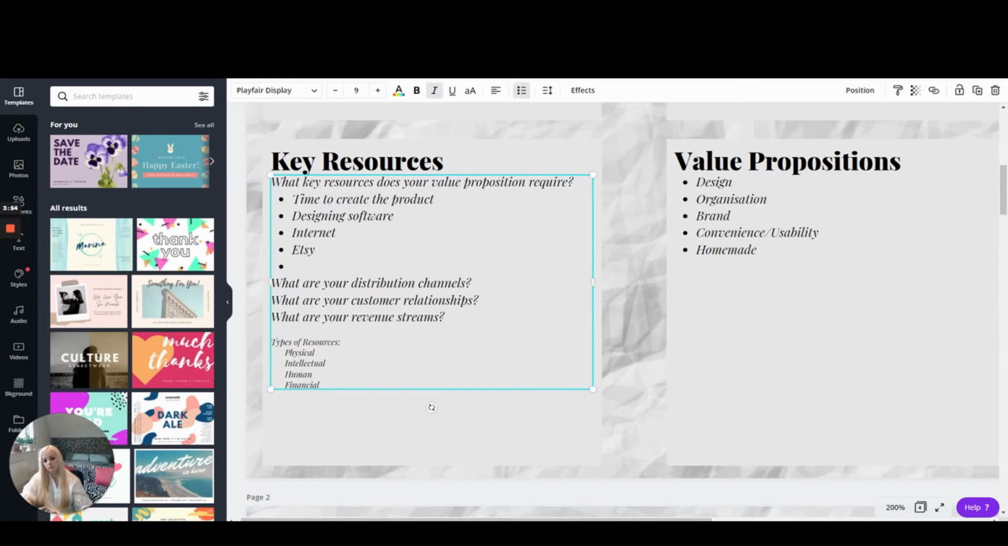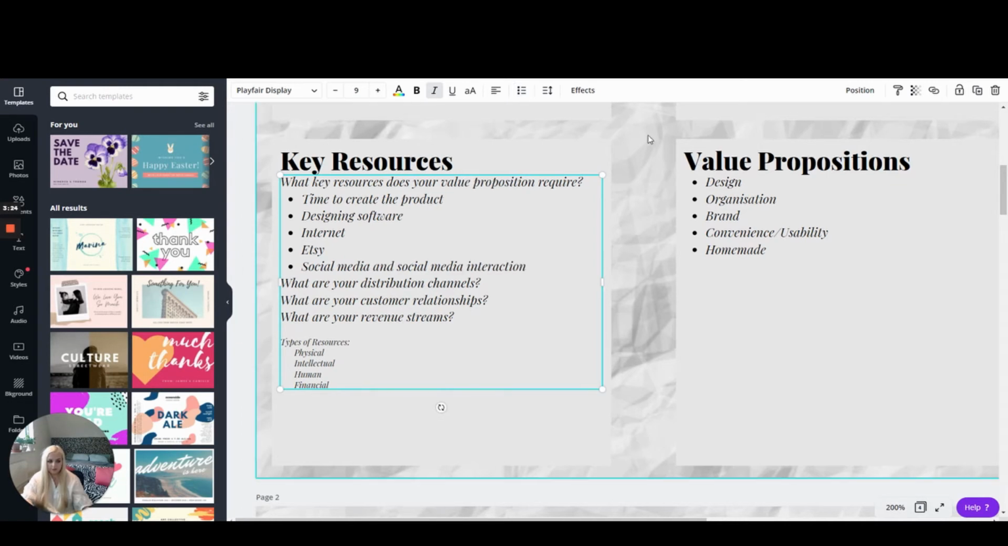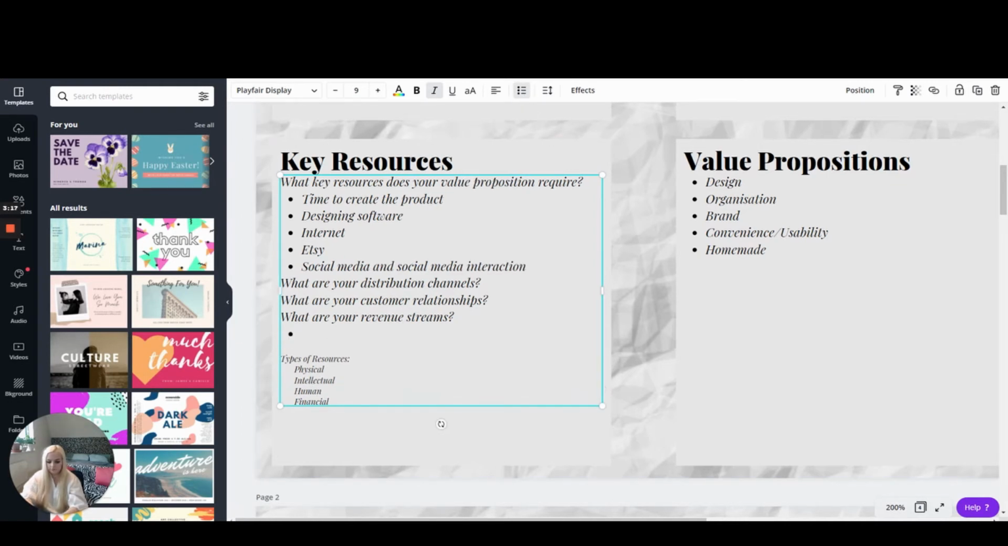Because of one of the USPs being that it's a very open brand, actually spending a lot of time connecting with customers on social media is really important. So social media and social media interaction. So for now, the revenue streams are Etsy sales. I hope to add more revenue streams very soon after we've kind of had a feel for what works and what doesn't. Financial resources. I suppose we don't really have any financial resources right now.